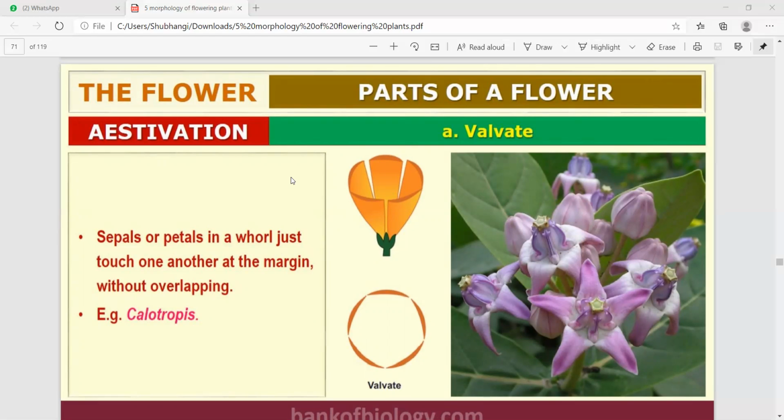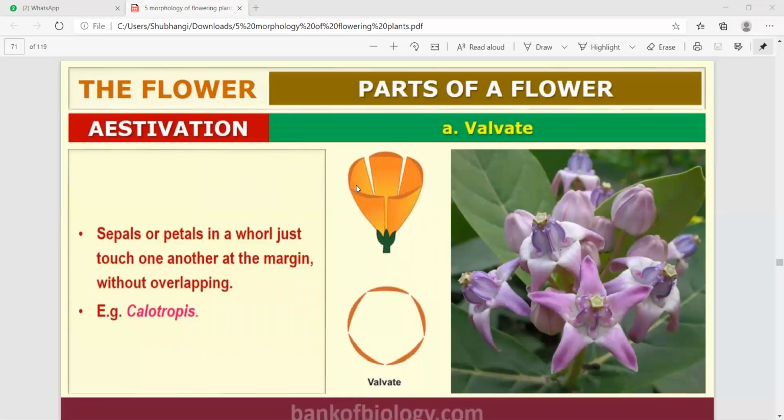Sir, valvate, twisted, imbricate, vexillary. Vexillary is also known as papilionaceous. Very good. So valvate, twisted, imbricate, and vexillary. Vexillary is also known as the papilionaceous type of estivation.